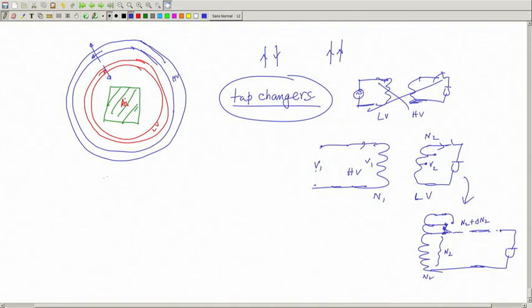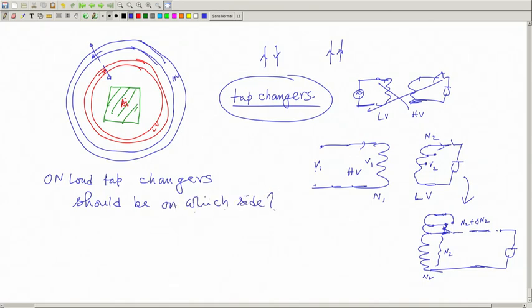But the question I am putting is, where should the on load tap changers be? On which side should they be? Should I connect them on the HV side or LV side? For example, while explaining the things, I have shown it on the LV side. Is it a good idea?